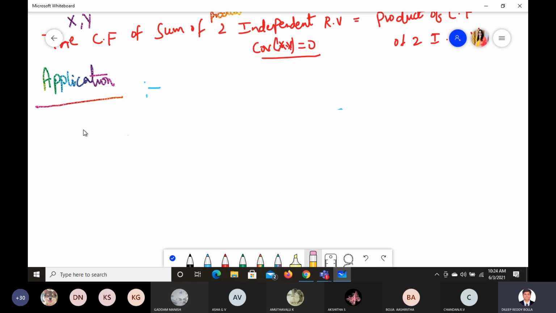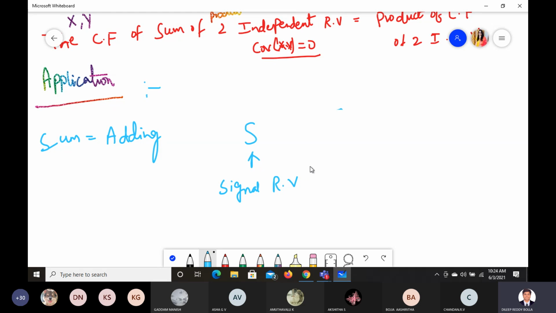Now, what we are trying to see is the application of the sum of independent random variables. Correct? Sum means what? It's actually adding. Sum is nothing but adding. So we have a signal random variable. Let us say we have X, which is a signal, and this is a random variable.